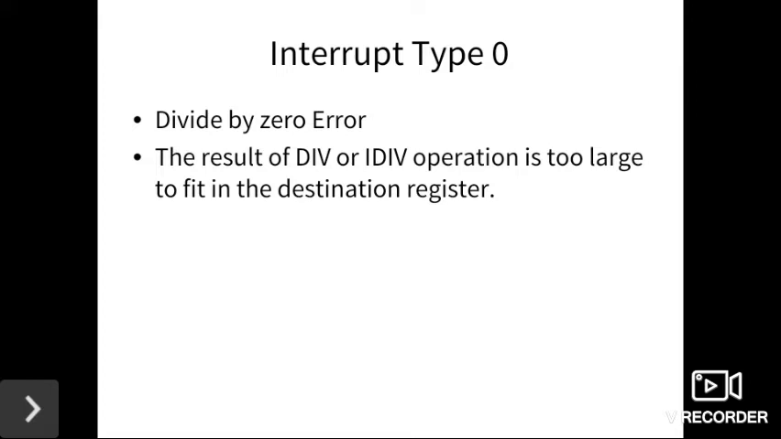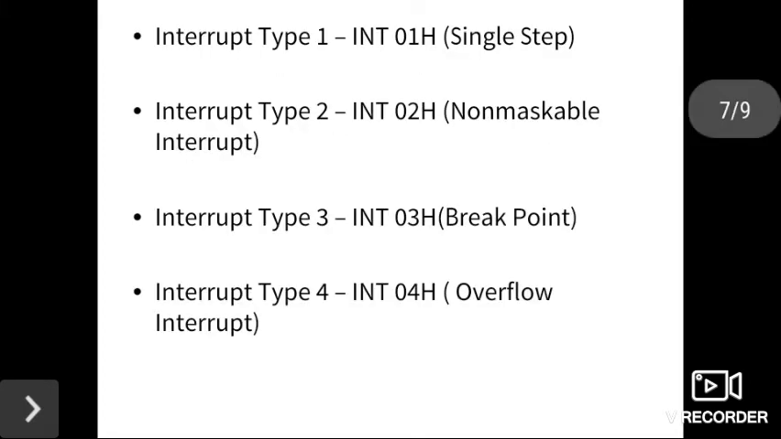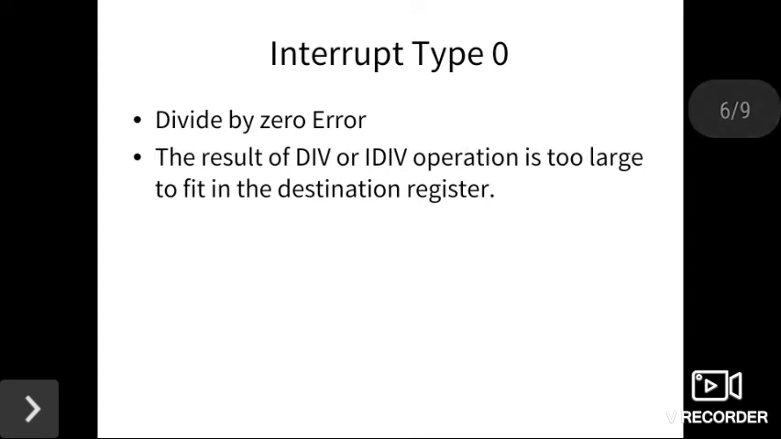First we are going to see interrupt type 0, which is nothing but divide by 0. The 8086 generates a type 0 interrupt if the result of a DIV or IDIV operation is too large to fit in the destination register.